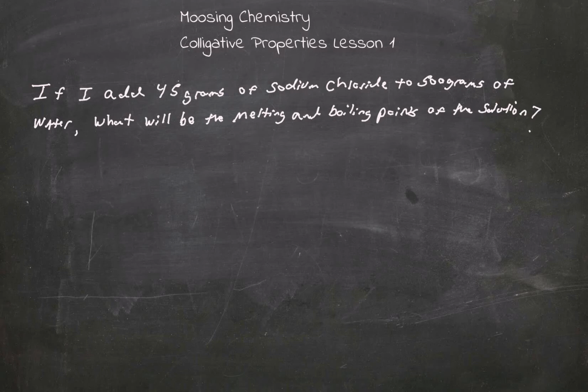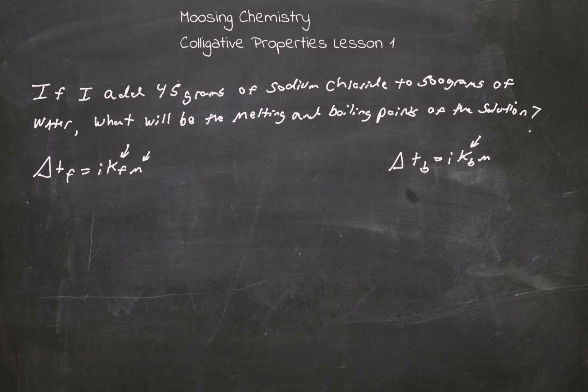So we have two formulas that we're going to look at here. First of all, the formula delta TF, that's for freezing, equals i Kf m. And the other one over here is delta TB equals i Kb m. Okay, so now, a couple things. This is the freezing point constant. This is the boiling point constant. And each solution has its own freezing point constant and boiling point constant.